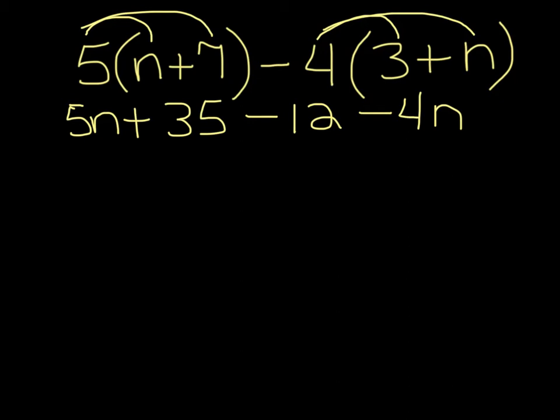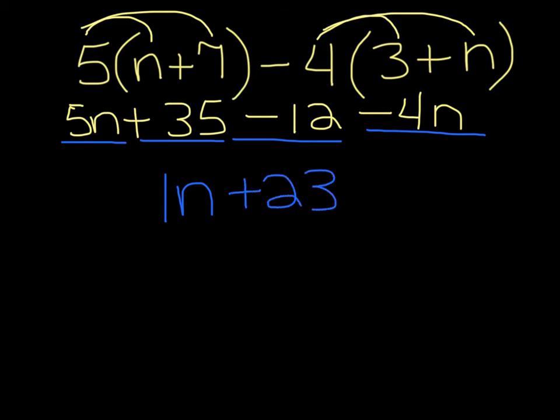Now we are going to apply the vocabulary that we just learned. We need to combine like terms. We're going to start with our first term right here, 5n. What is like 5n? Well, minus 4n. They both have the variable n, so we can combine those. 5n minus 4n is 1n. Okay, now let's go to our next term. Positive 35 minus 12. We can put those together because they are both constants. So 35 minus 12 is plus 23.